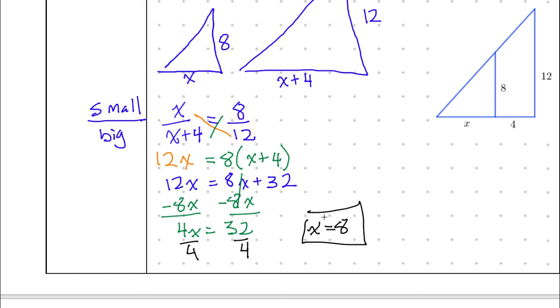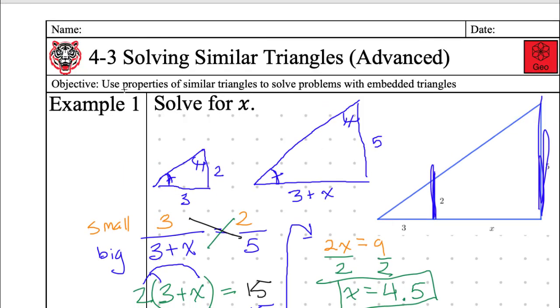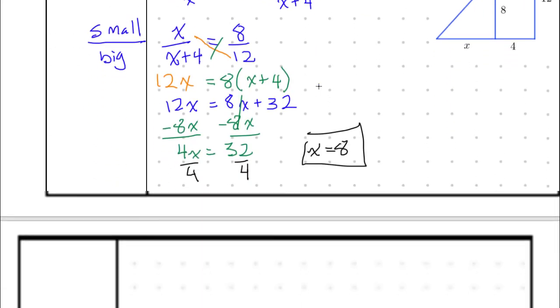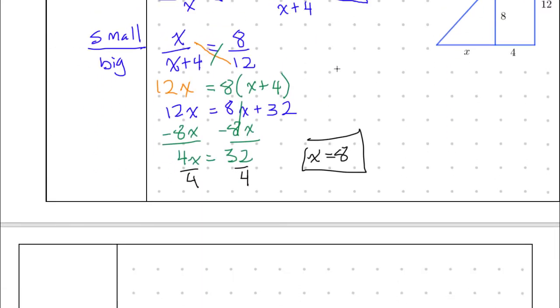I'm curious, can you guys give me a Fist of 5 for this objective, using properties of similar triangles to solve problems with embedded triangles? Quiet raise hands, Fist of 5s. How well can you do today's lesson? 4, 4, 4, 4, 5, 5, 4, and 4.